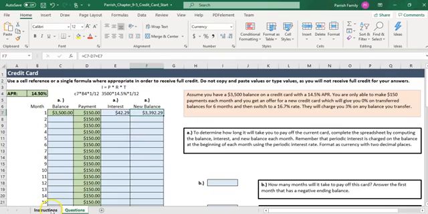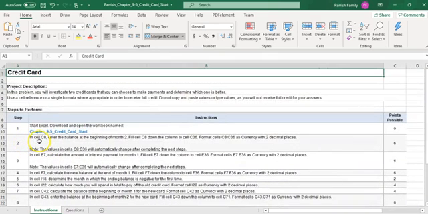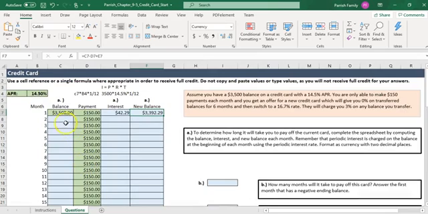So now we're going to go back to step 2. Step 2 says in cell C8, enter the balance for month 2 and then fill that down. And we want it to be currency with 2 decimal places. So at the beginning of month 2, our balance is now $3,392.29. We started off with $3,500. We made a payment, earned some interest. The balance is now the $3,392.29.